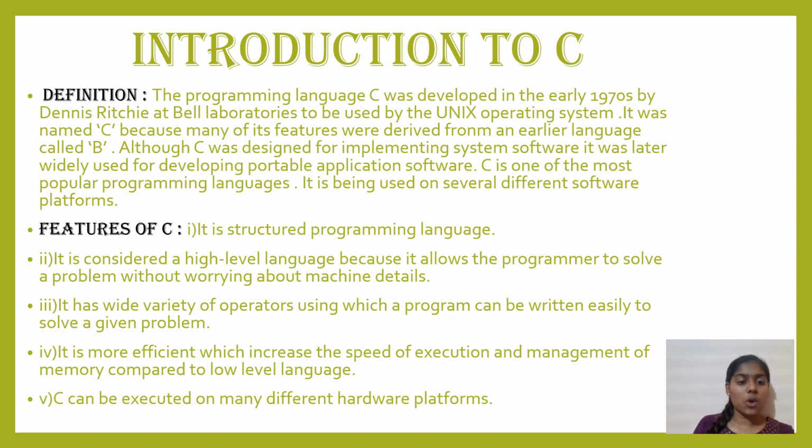C is one of the most popular programming languages. It is being used on several different software platforms. Features of C. It is a structured programming language. It is considered a high-level language because it allows the programmer to solve a problem without worrying about machine details. It has a wide variety of operators using which a program can be written easily to solve a given problem. It is more efficient, which increases the speed of execution and management of memory compared to low-level languages. C can be executed on many different hardware platforms.